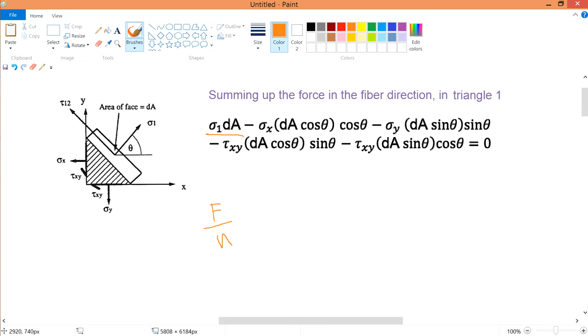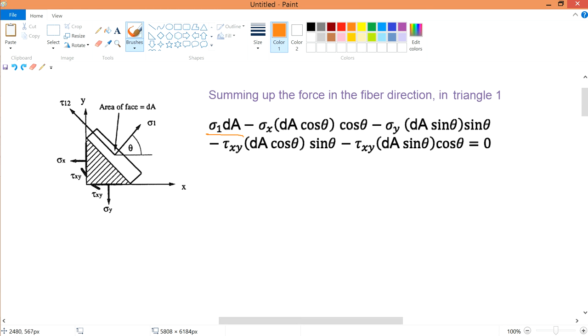It comes from your force over your dA is equal to sigma 1. Force over area is equal to your stress. And then if you were to bring out this area, this is what they are talking about, the forces. And over here, this is sigma x times dA cosine theta. So what is it all about?